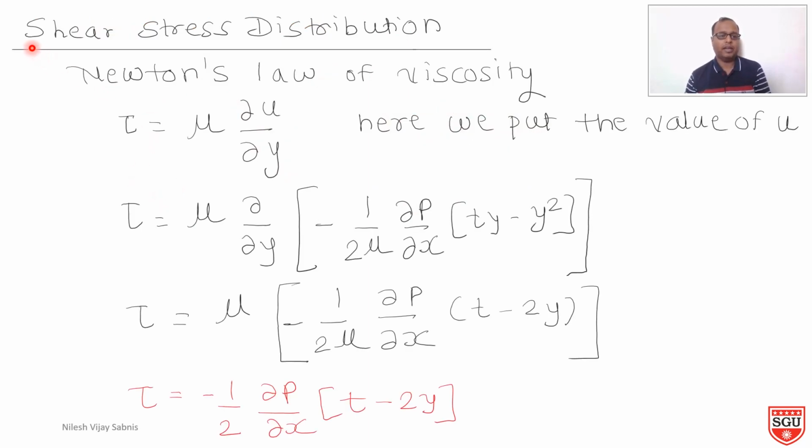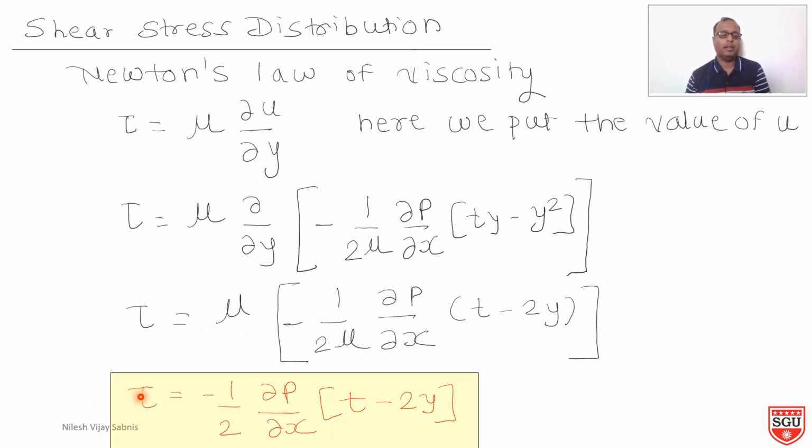Lastly, we will find the shear stress distribution. For that we will use Newton's law of viscosity, that is tau is equal to mu du by dy. Here we will replace u by our formula of u. Replacing it, we get tau is equal to mu dou by dou y of this equation of u. We have to take the derivative with respect to y. So the derivative of y will be 1 and the derivative of y square will be 2y. Then we observe that mu is getting cancelled with mu.